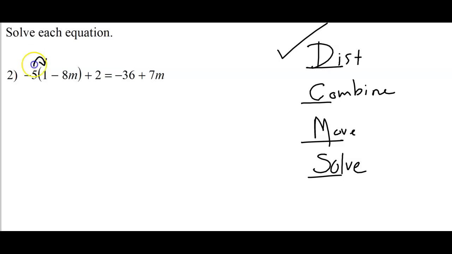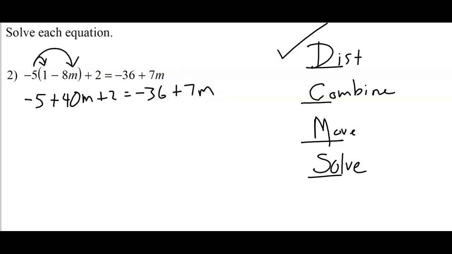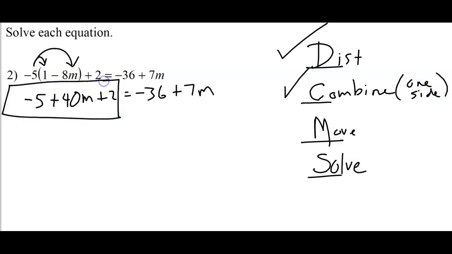So for instance, I can distribute this -5 in here, and I can get -5 plus 40m plus 2 equals -36 plus 7m. The next thing I'm going to do is combine like terms. When you combine like terms, that happens on one side at a time. Look at the left side and the right side separately. On the left side, are there any numbers that are the same kind of term that you can combine? For instance, -5 and 2, those are both just numbers, so we can combine those together.